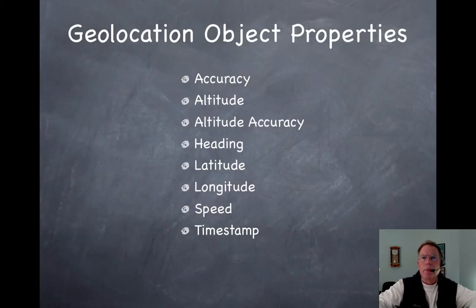And the object properties that are exposed include accuracy, which is a percentage. So if it's 100, it's 100% accurate of the location. You will only see that with a GPS device, I would assume. Altitude in meters, altitude accuracy, heading, latitude, longitude, speed, and there's also a timestamp.